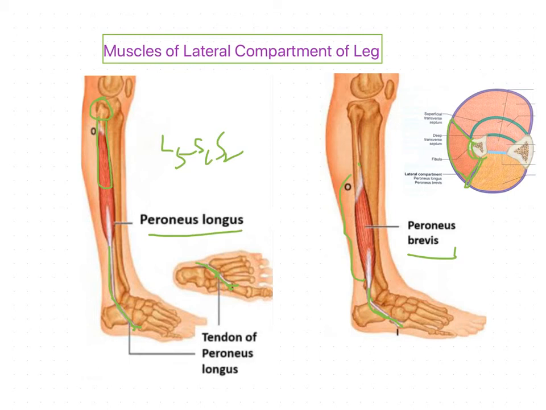If you see the action, this also helps in eversion of the foot, and it also steadies the leg on the foot. This one is also supplied by the superficial peroneal nerve. So this compartment is also called the evertor compartment. Peroneus longus and brevis are the powerful evertors of the foot. Thank you.